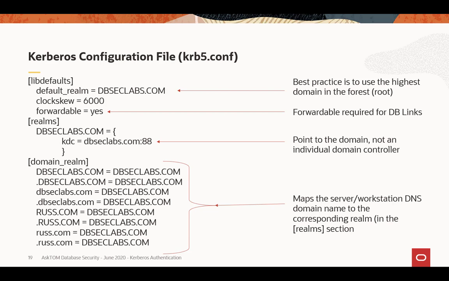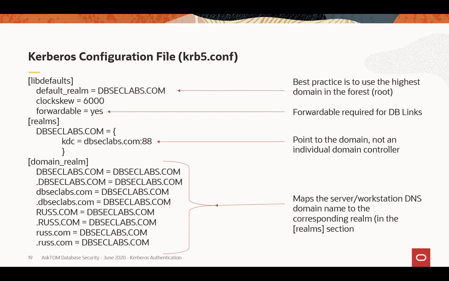The first section is libdefaults. In libdefaults, we will always identify the default realm. This applies to anyone using Kerberos on the computer that has this configuration file. If they just give a username, what realm should that username be applied to? Basically, this is your Active Directory domain name in most cases.